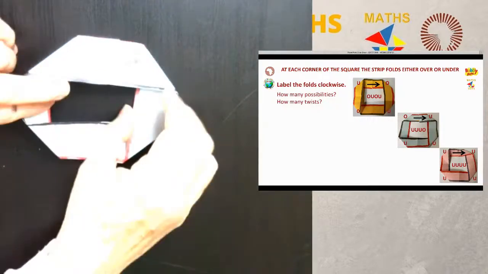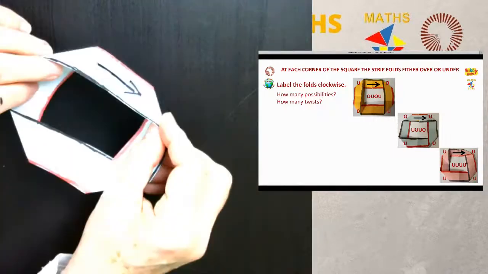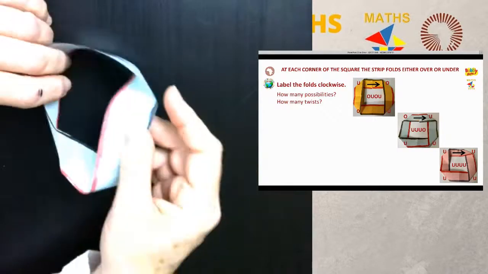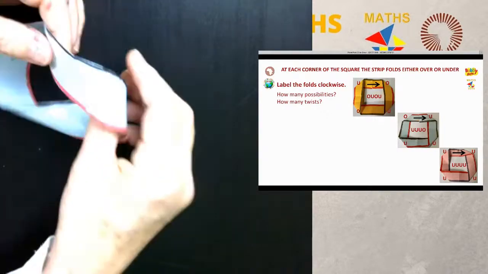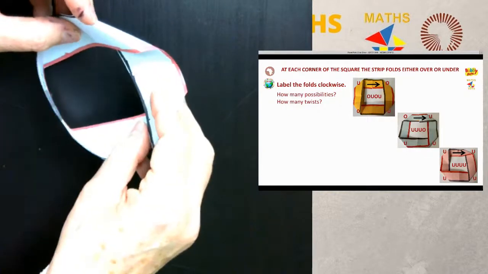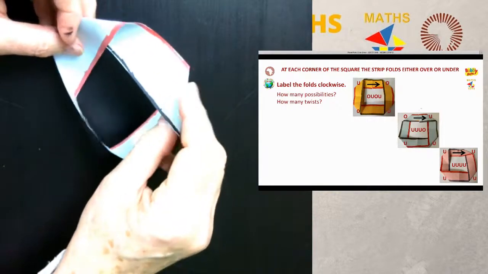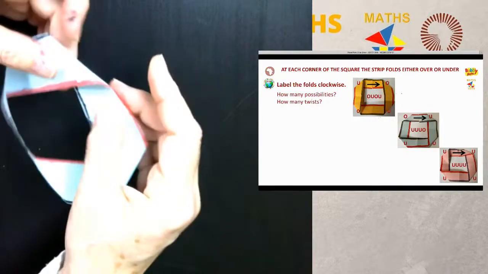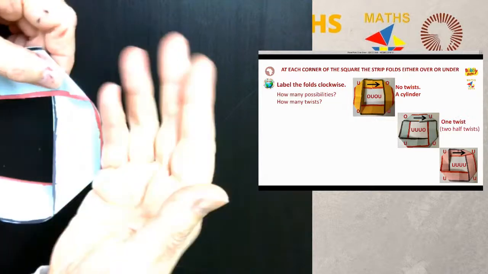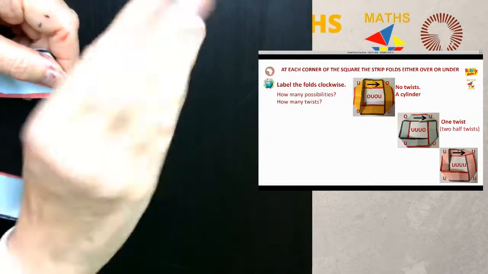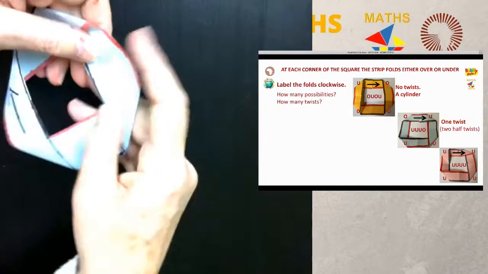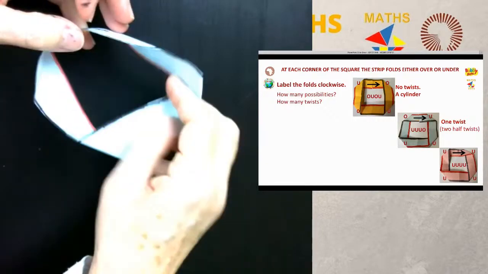And this time, wait a minute. I've got one twist there. Oh, is it two half twists? I beg your pardon. It's 2 half twists because it only goes from facing down to facing up. So it's only gone halfway. It hasn't gone all the way around. So 1 half twist there, 1 half twist there, making a whole twist.